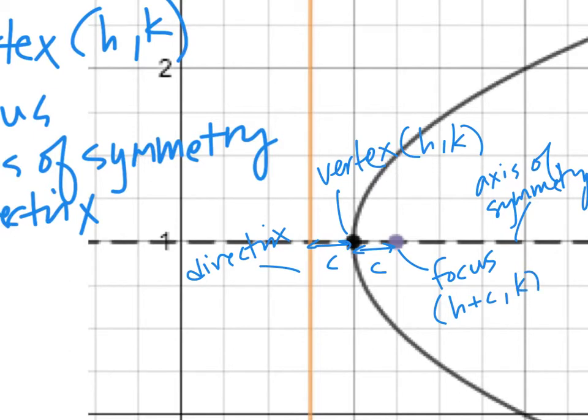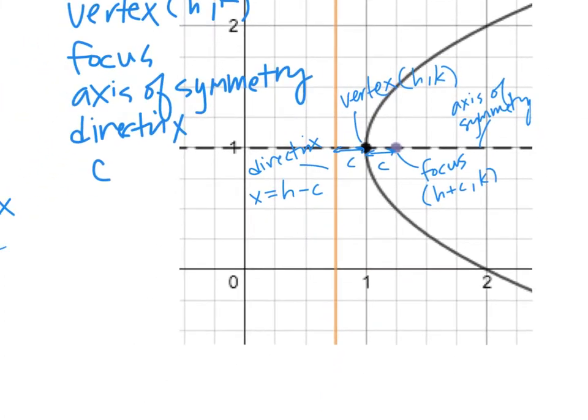All right, same logic. Let's go to the directrix. I am at my vertex, HK. Now, for me to go to the directrix, do I move right or left? Left by how much? C. So which one do I move? H, very good. So then is it H plus C or H minus C? H minus C. And then this is a vertical line. So vertical lines have, is it x equals 2 or y equals 2? X equals 2. H minus C.